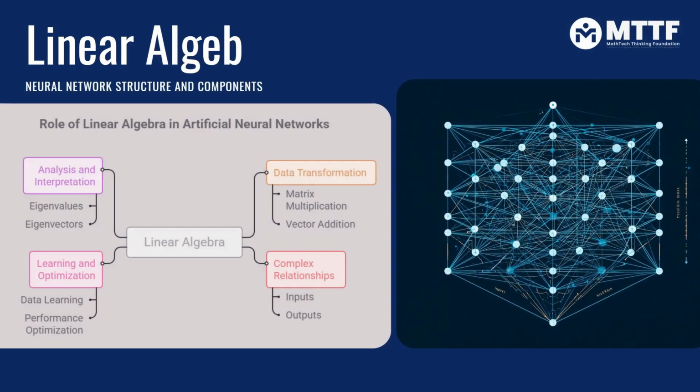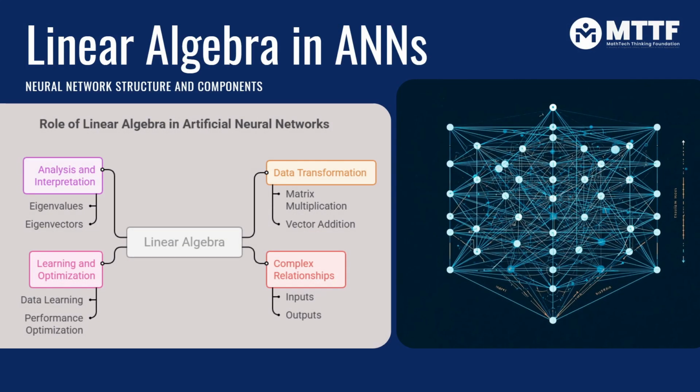Artificial neural networks are built almost entirely on linear algebra. Every component of a neural network, inputs, weights, biases, and outputs, can be represented using vectors and matrices. The structure of the neural network is defined by the matrix connections between layers. These matrices control how information flows from input to output. Through data transformation, inputs are multiplied by weight matrices and shifted by bias vectors, creating a new representation at each layer.